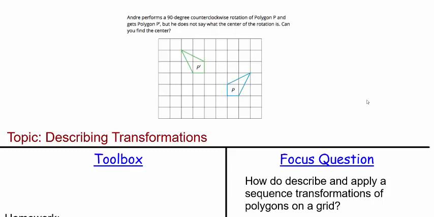Okay, this is Unit 1, Lesson 6, Describing Transformations. And our focus question: how do you describe and apply a sequence of transformations on a grid?